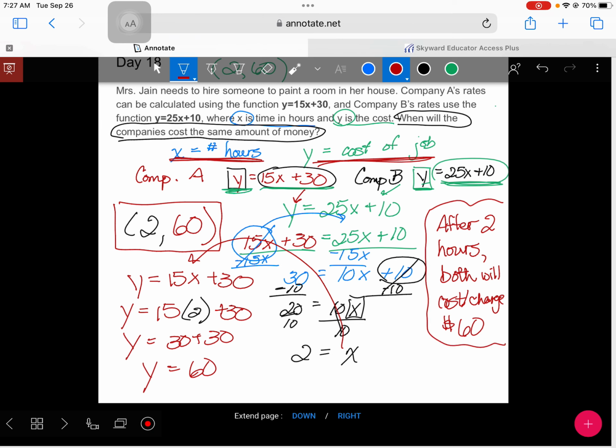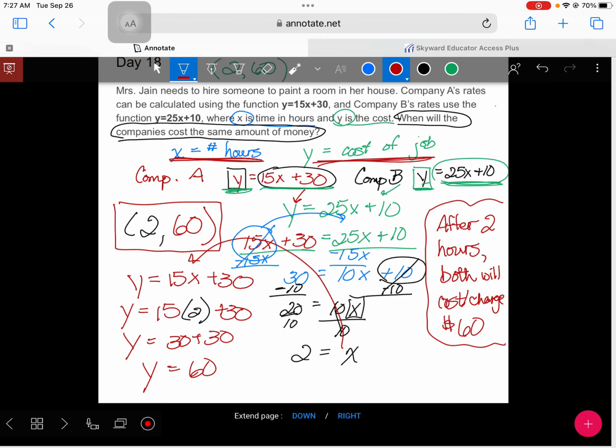Before that time, one of them's going to be more expensive. After that time, it's probably going to switch, and the other company will be more expensive. But at exactly 2 hours, they would both cost the owner, Ms. Jane, $60 if they painted for just $60. Okay?